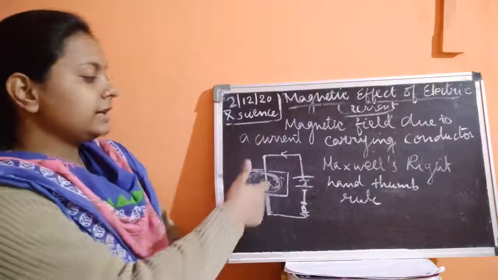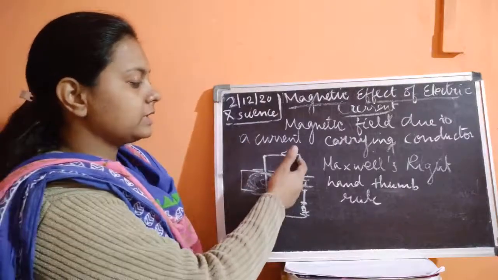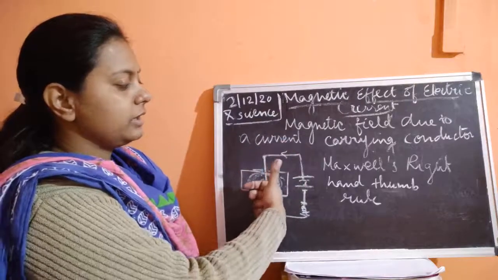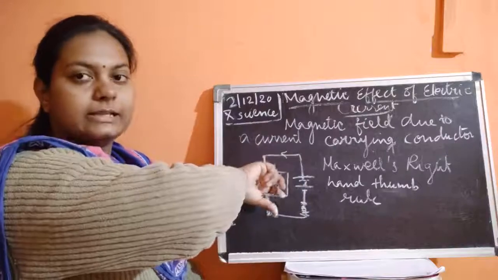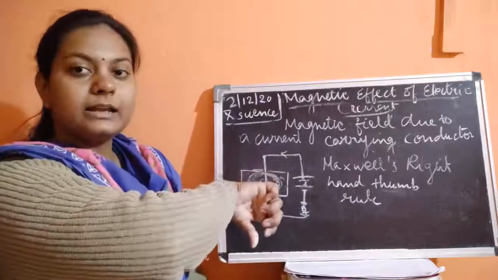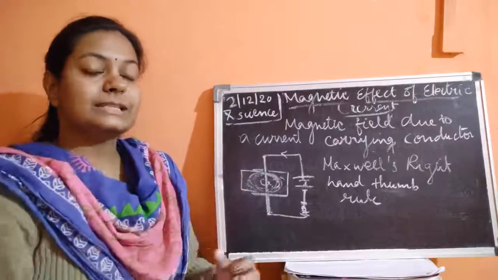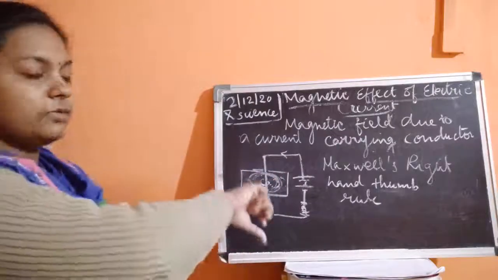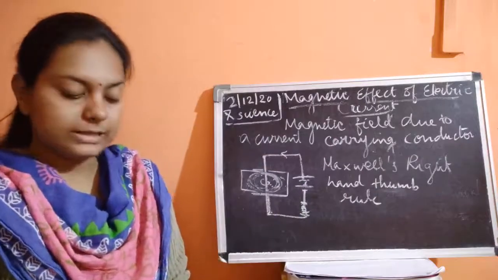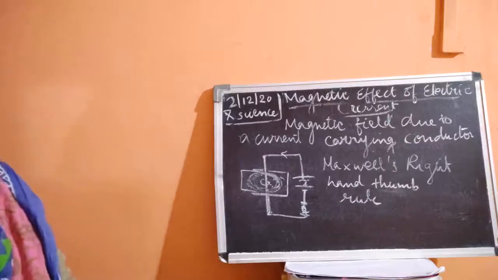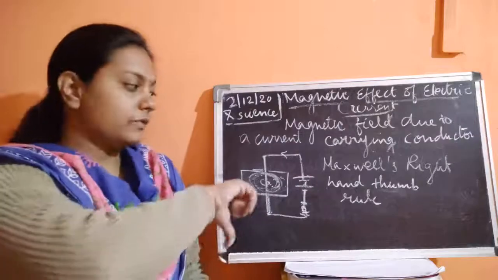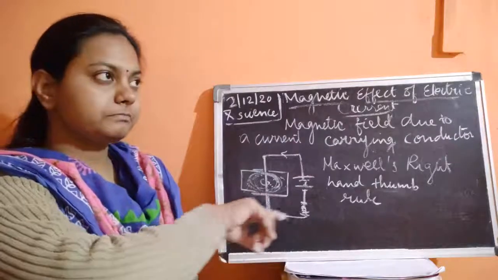So if I say that this is a current carrying conductor and the current is flowing in this direction, downwards, then what happens? The current is in the downward direction. It means that the magnetic field is in the clockwise direction. It is in the anti-clockwise direction, okay? These fingers are going to tell you about the direction of the magnetic field, okay?